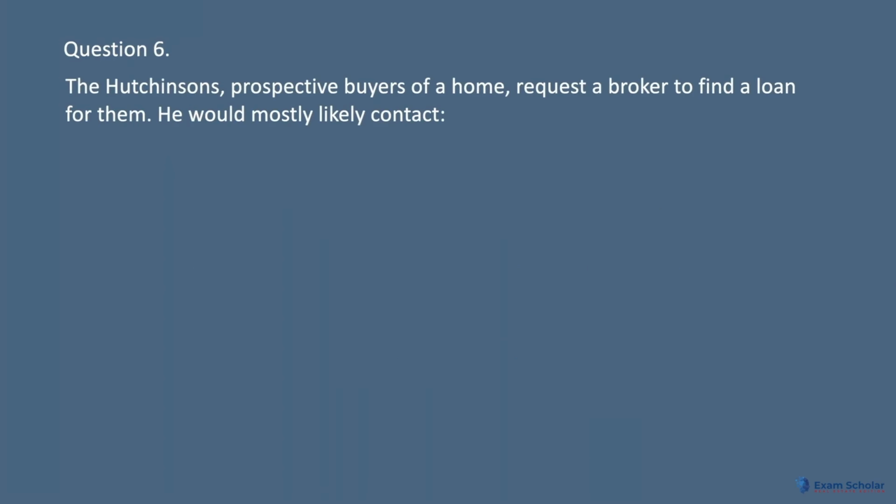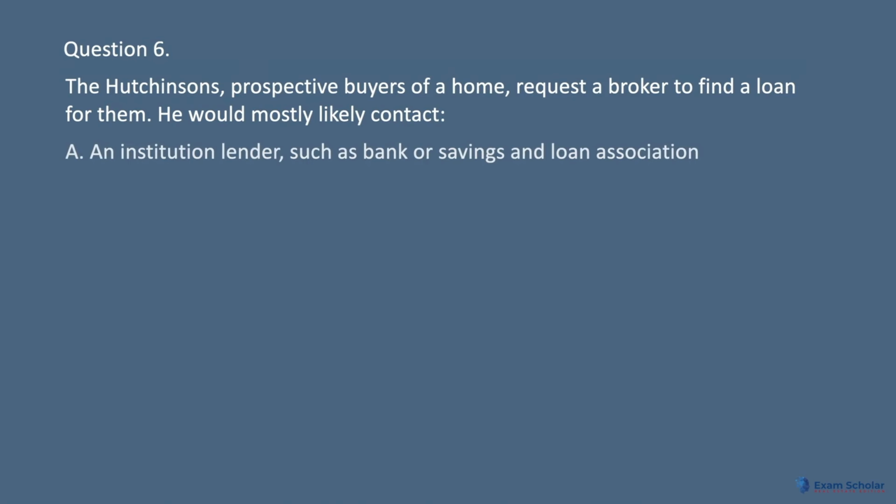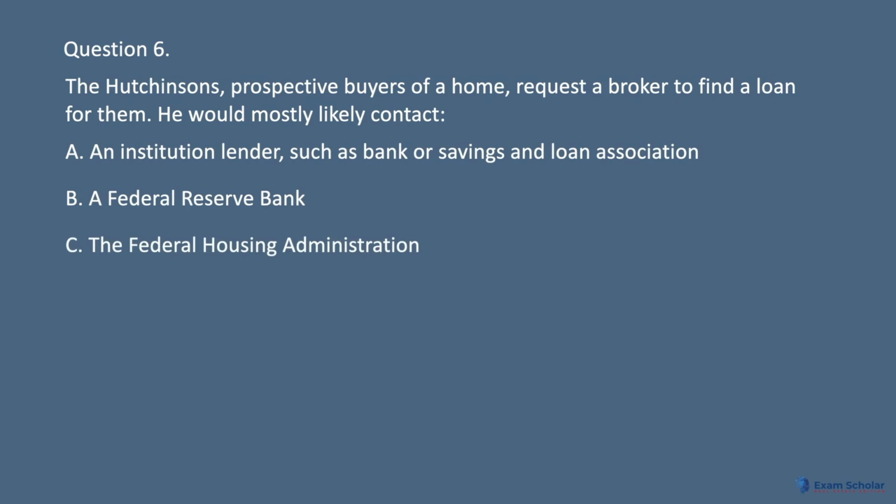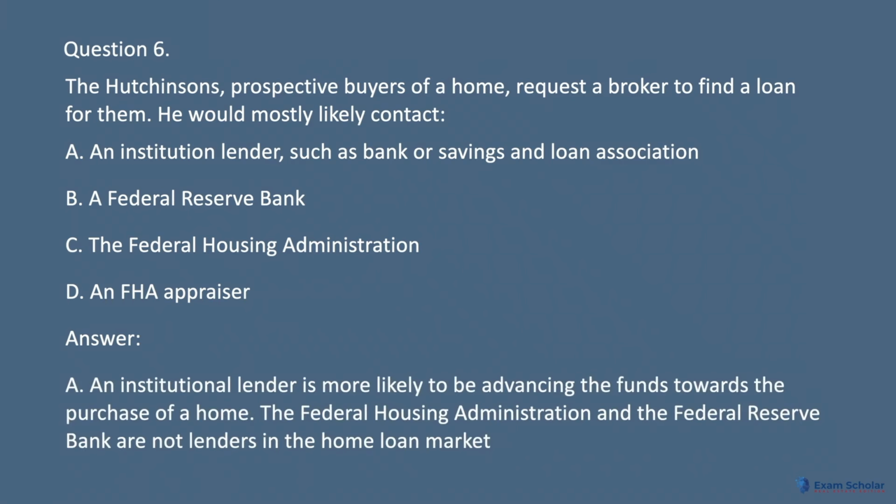Question 6. The Hutchinsons, prospective buyers of a home, request a broker to find a loan for them. He would most likely contact: A. An institutional lender, such as a bank or savings and loan association. B. A Federal Reserve Bank. C. The Federal Housing Administration. D. An FHA appraiser. Answer: A. An institutional lender is more likely to be advancing the funds towards the purchase of a home. The Federal Housing Administration and the Federal Reserve Bank are not lenders in the home loan market.